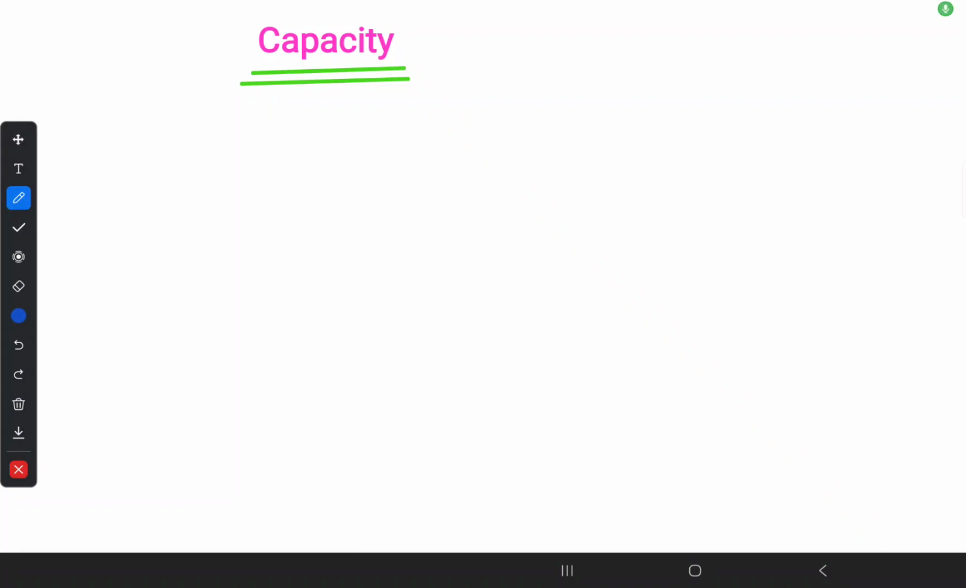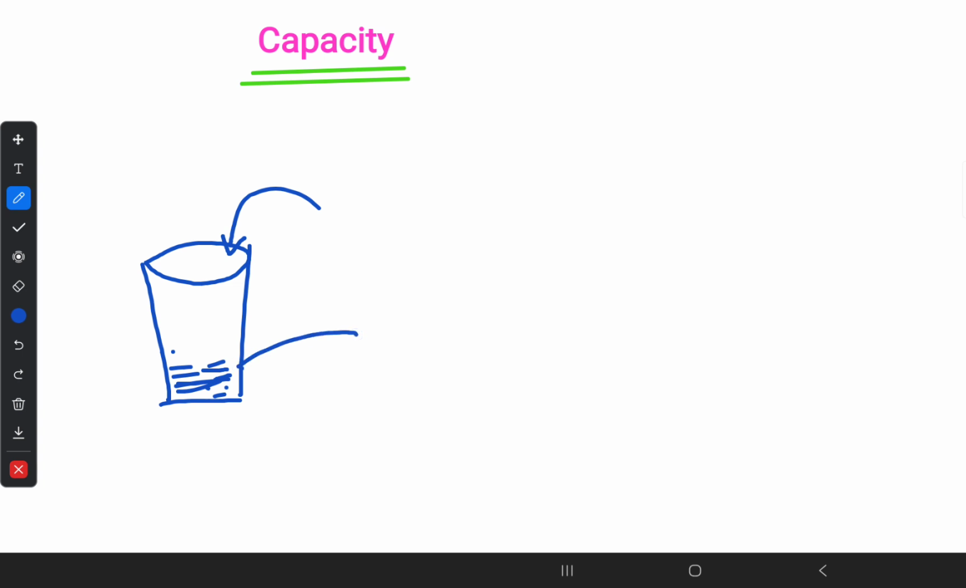Capacity means that it is also a volume measurement. The volume of liquid that is required to fill a container completely is called capacity. For example, this is my teacup. In this cup, I can pour water into it. So this is quarter filled. So we can identify this as a volume.